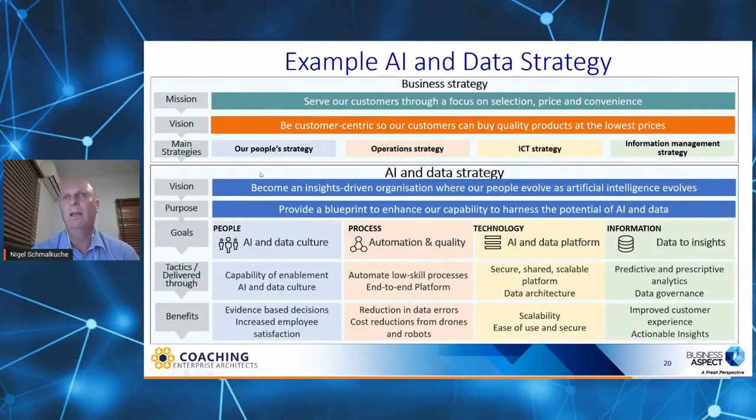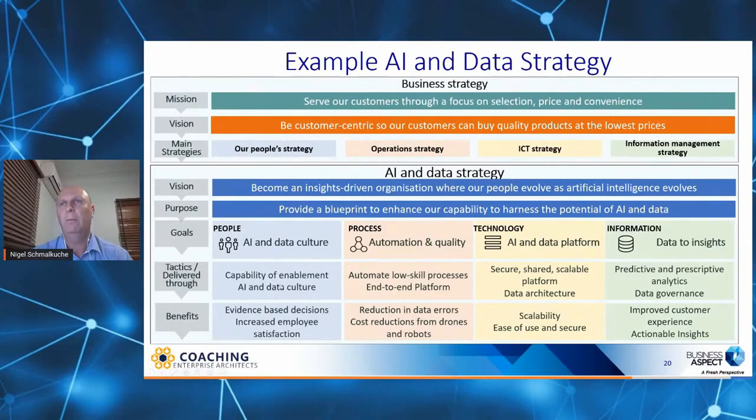Down the bottom here, I've got a sample vision, and this one actually came from the Digital Government Conference a couple of years ago. I ran a workshop and we came up with this one: become an insights-driven organisation where our people evolve as artificial intelligence evolves. Purpose: provide a blueprint to enhance our capability to harness the potential of AI and data. So that's the purpose around the strategy, and the vision is what you want to achieve in that 3 to 5 year bracket.